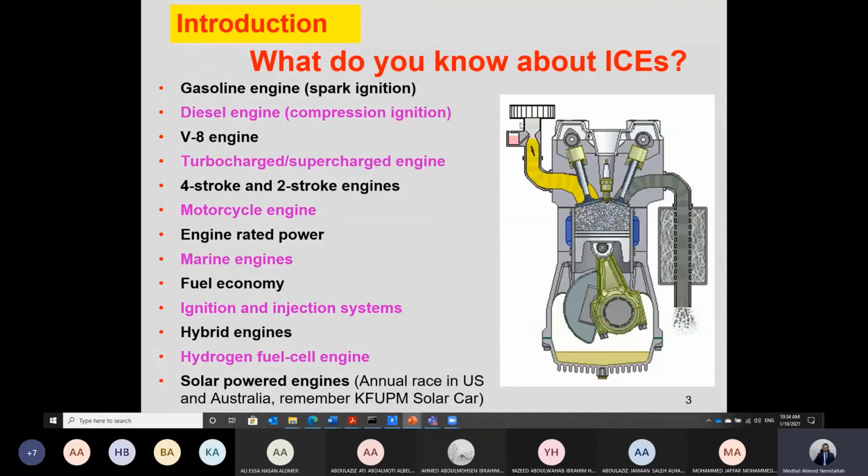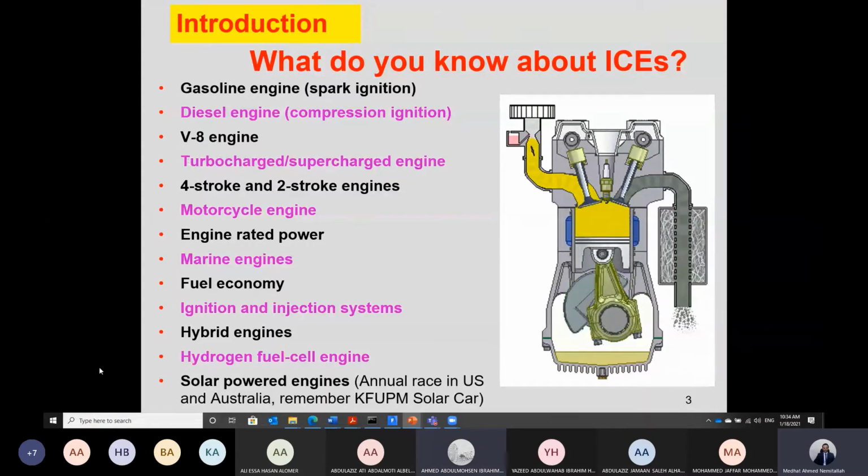This is the main idea of the internal combustion engine. As I told you, there is the gasoline engine, there is the diesel engine. These are the main two types of internal combustion engine. And I think you should have heard also about the V8 engine. Have you seen this term, Shabab, in your life before? What does it mean, V8 engine? Yes. So what does it mean?